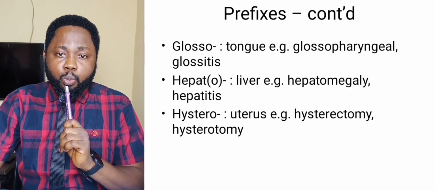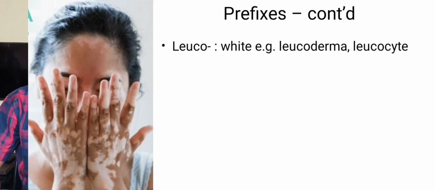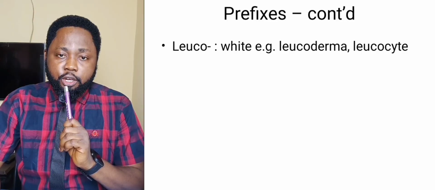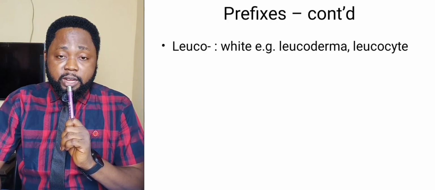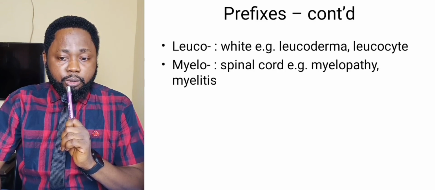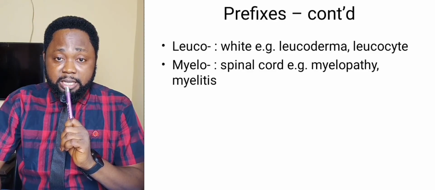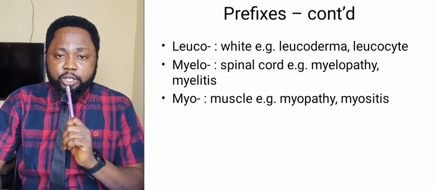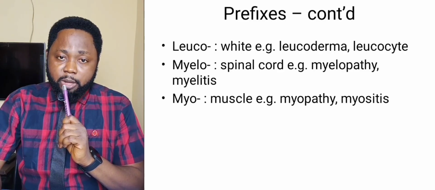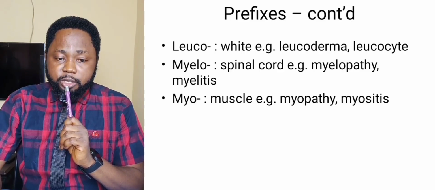Leuco means white. Examples include leukoderma, which is white patches on the skin. Leukocytes means white blood cells. Myelo refers to the spinal cord. Examples include myelopathy, which is disease of the spinal cord. Myelitis means inflammation of the spinal cord. Myo means muscle. Examples include myopathy, which is disease of muscle. Myositis, which means inflammation of muscle.